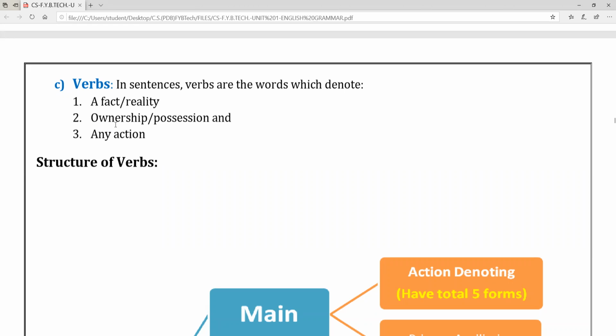So for this we have to see the example, like I have a pen. Okay, I have a pen. So here have is the word, have is the verb. Okay, it is an auxiliary verb which functions as the main verb for showing the ownership or possession.